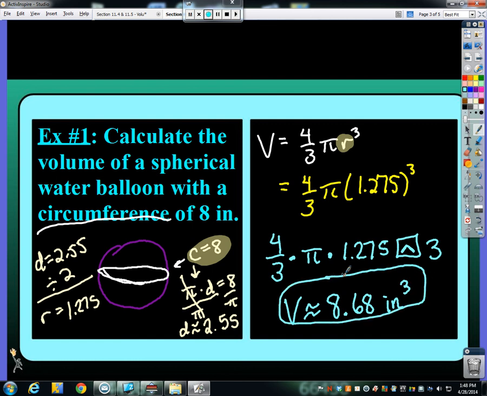And that's the volume. Sometimes I'm going to give you problems where it's not exactly the radius, but the radius is really secretly embedded inside that particular answer. You're just going to have to work it backwards to be able to work it forwards.